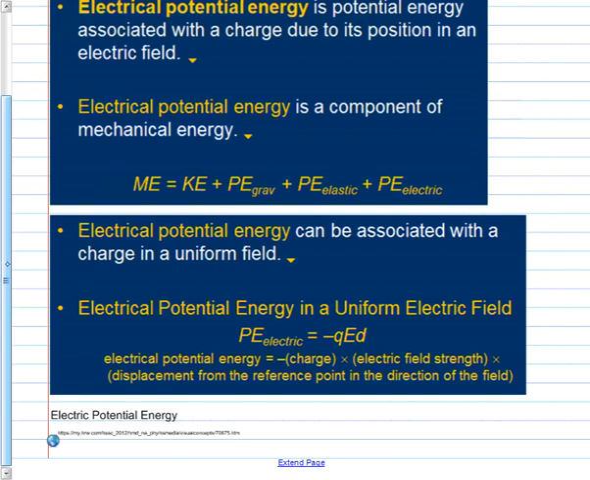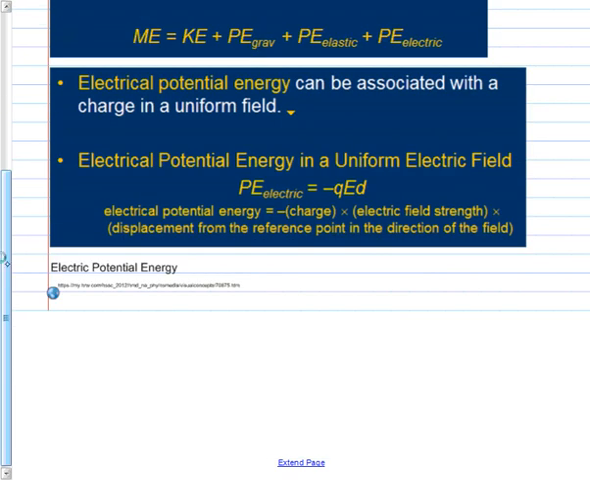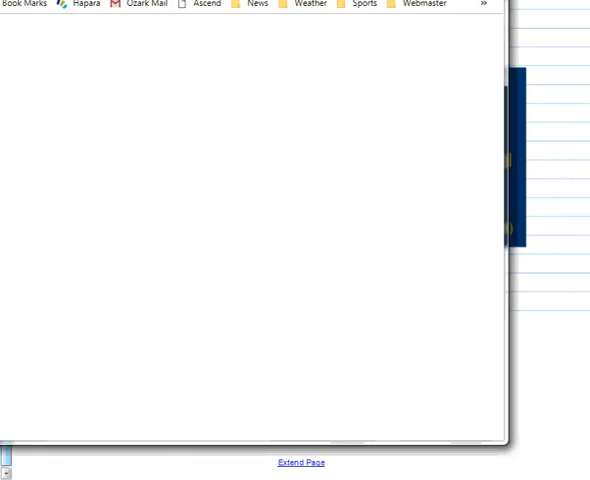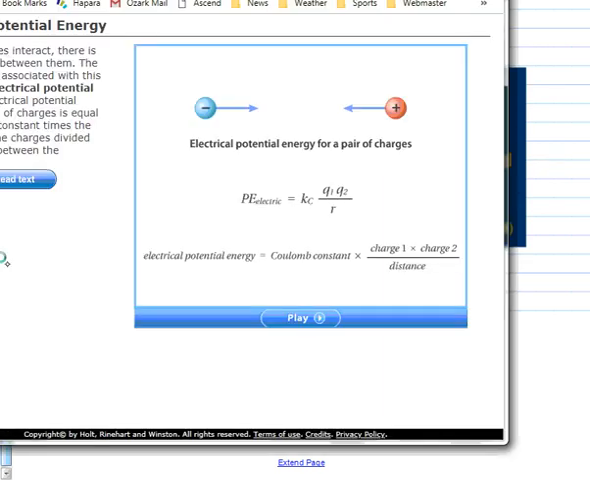Electric potential energy can be associated with a charge in a uniform field. So one way of finding our electric potential energy, if we have a uniform electric field, is simply the negative of the charge we have, the strength of that field, and the distance we are from the reference point, however far away we are from our beginning point. Electric potential energy. I'm going to have to turn my sound back on now.